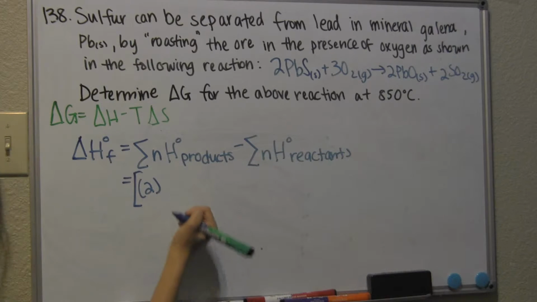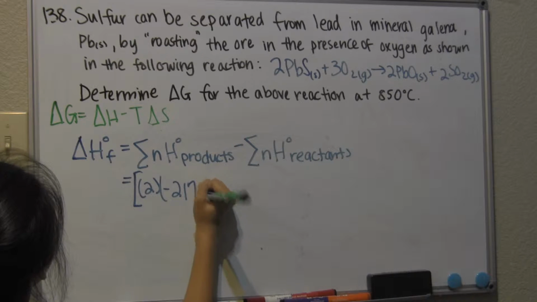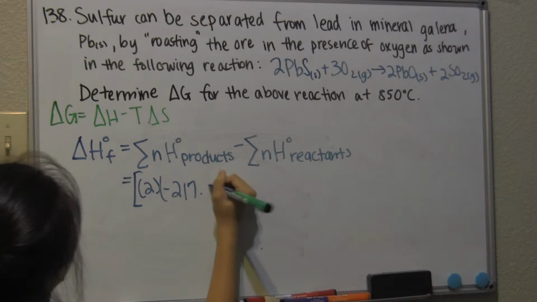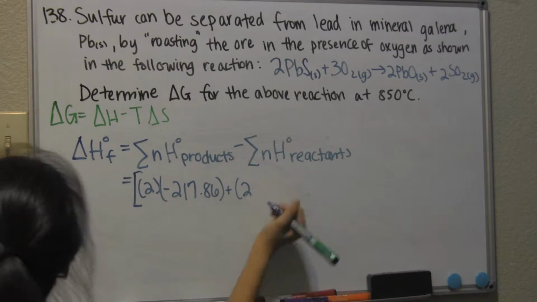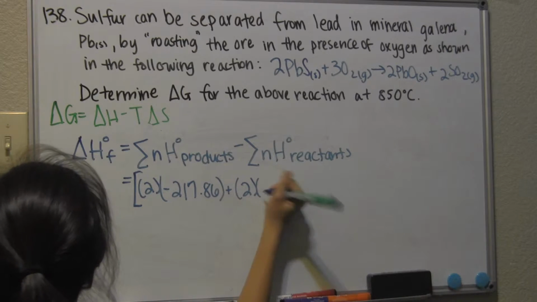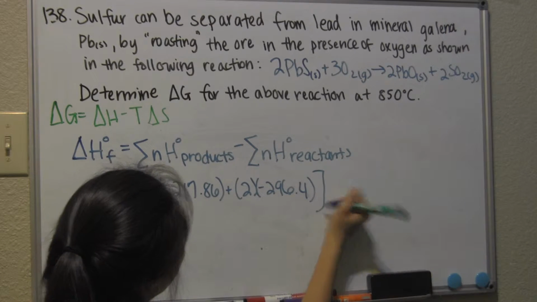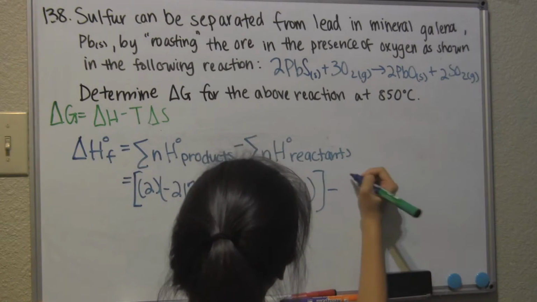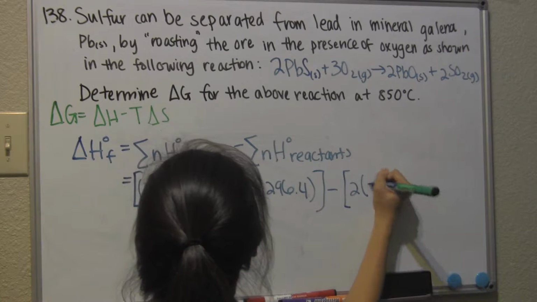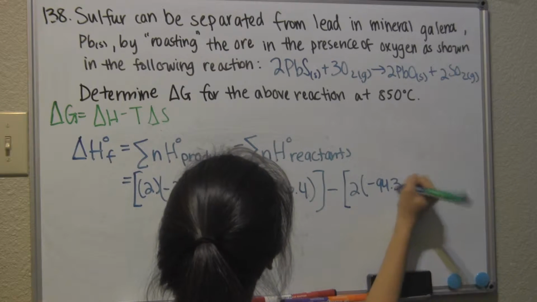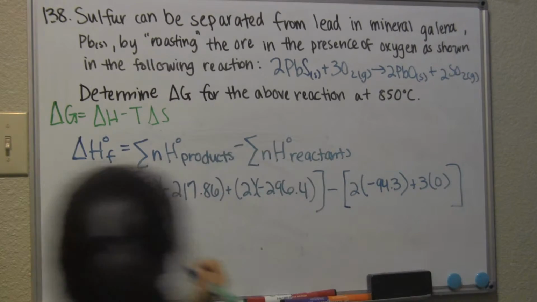So now if we plug that in to the products and reactants of this equation, we'll get the sum of 2 times negative 217.86 plus 2 times negative 296.4. So that'll be the products, minus 2 times negative 94.3 plus 3 times 0. And that will be your reactants.